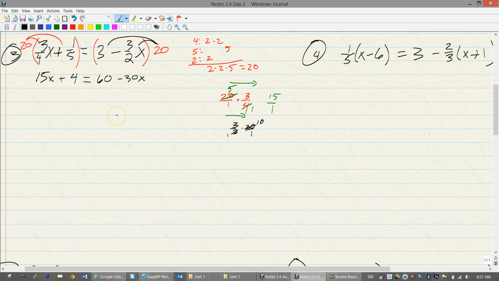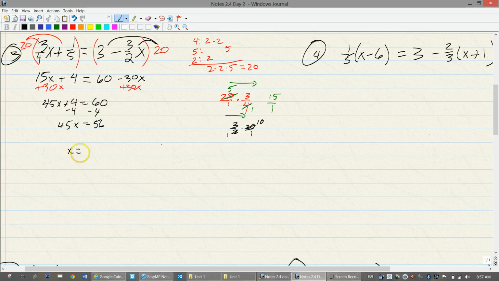Okay? And now, let's collect the variables on one side. You want to go to the left or to the right? Left. So add 30x, add 30x. 45x plus 4 equals 60. Minus 4, minus 4. 45x equals 56.